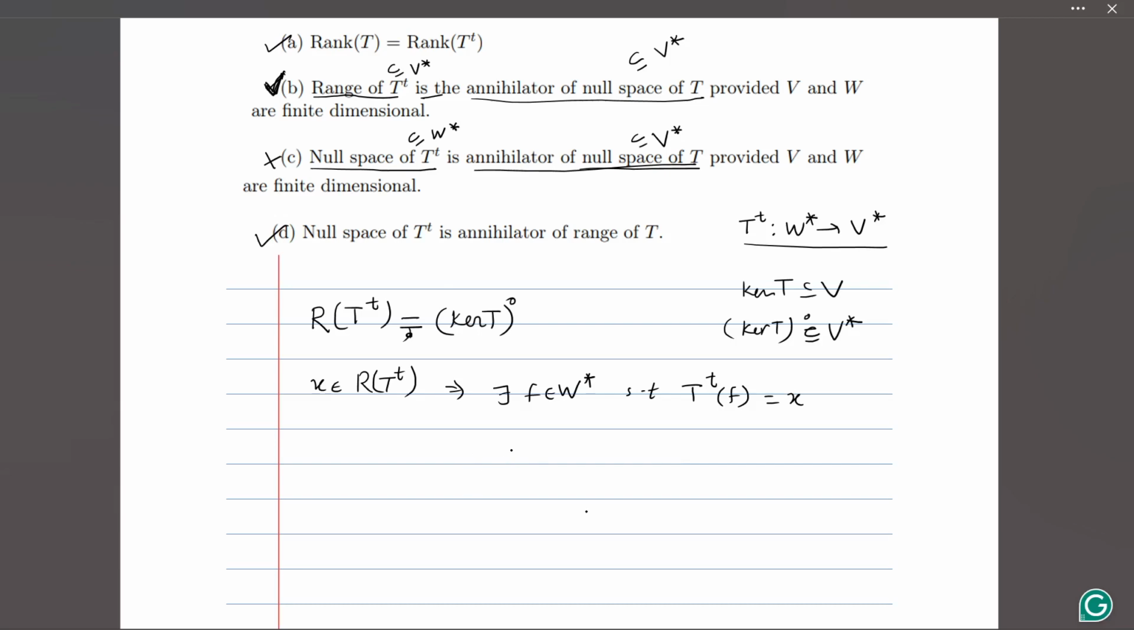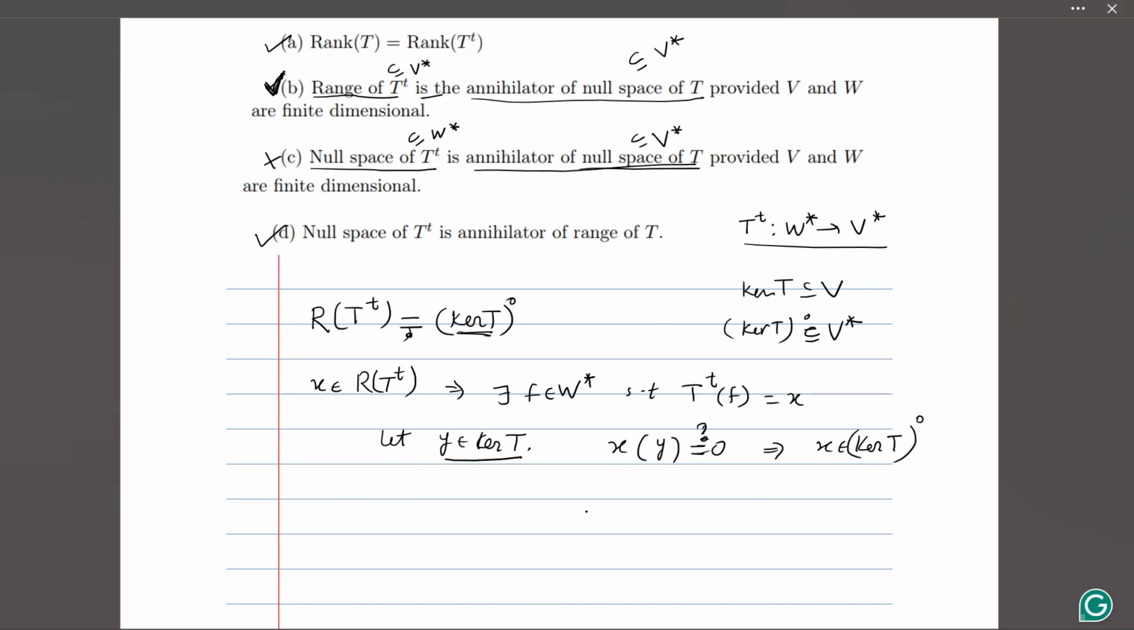Right now, what is this? Let's evaluate. Now we are going to evaluate at a point of kernel T. Let some point Y belong to kernel T. We want to see if X evaluated at Y is equal to 0. If it happens, this will imply that X belongs to kernel T annihilator. X will annihilate any element of kernel T. So this is our question.